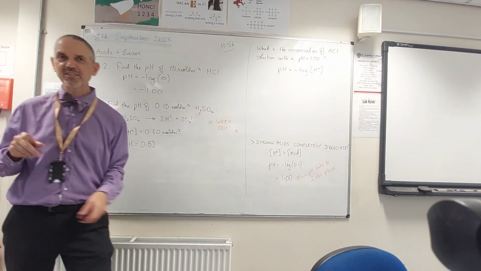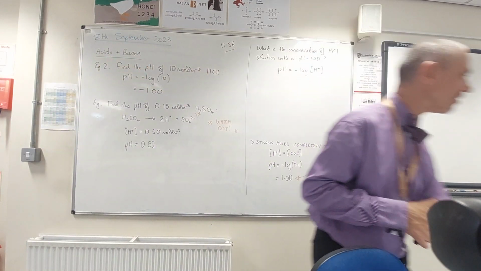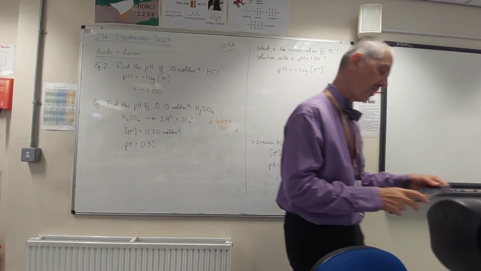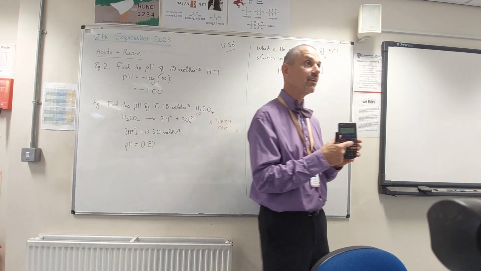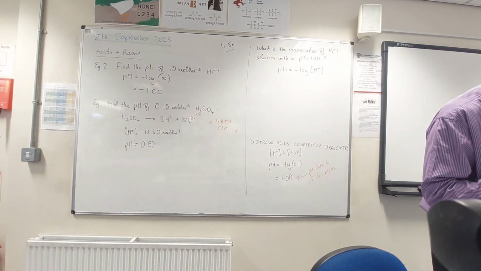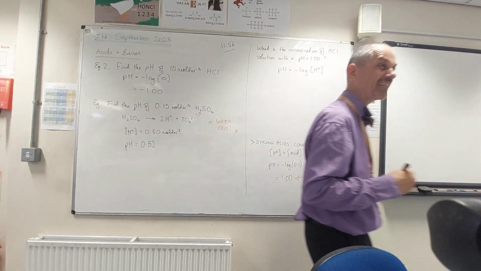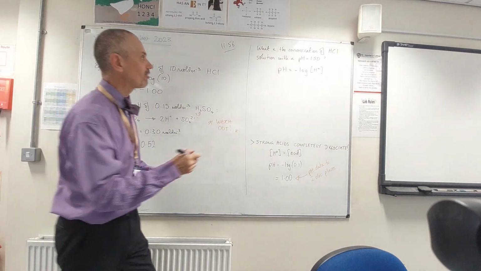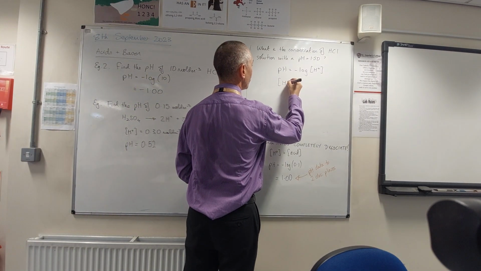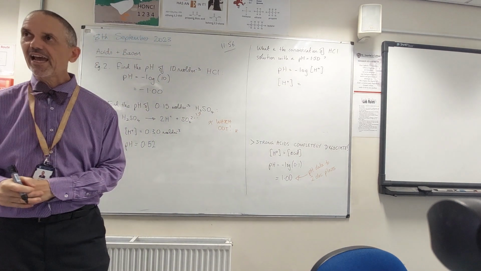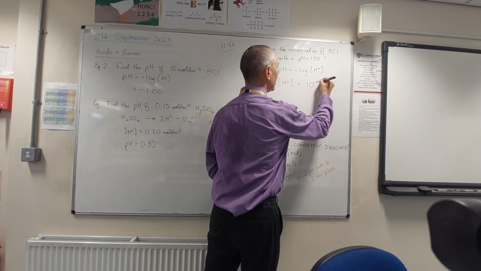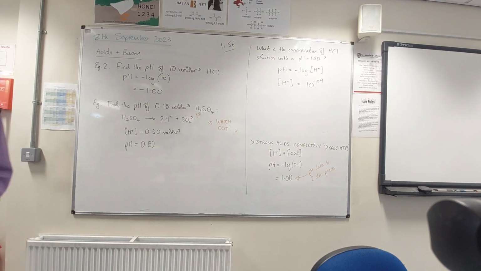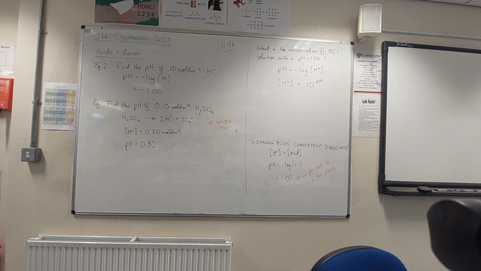If you look at your calculator buttons, where you've got your log button, just above that, the shift function, what does it say? 10 to the power of. That's the opposite of log. So if I rearrange this equation, it would say H plus is 10 to the power of, and we mustn't forget the minus sign, minus pH. H plus is 10 to the power of minus pH.